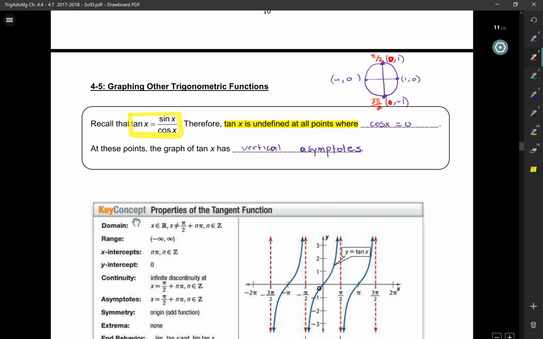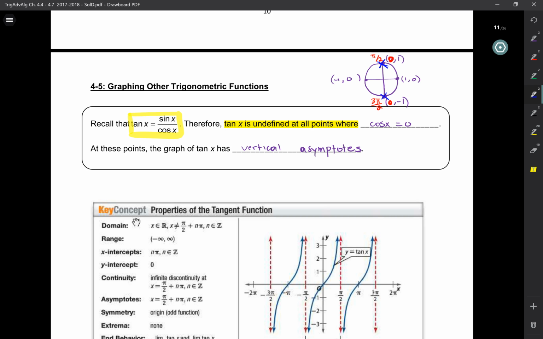Now, if we were to continue and go back up here, it would be 5 pi over 2. Down here, it would be 7 pi over 2. Then back up here, 9 pi over 2, 11 pi over 2, 13 pi over 2, 15 pi over 2. So basically, at all of the pi over 2's, cosine is 0 and you have asymptotes. Also the negatives: negative pi over 2, negative 3 pi over 2, negative 5 pi over 2, negative 7 pi over 2. So you see that it repeats very regularly.